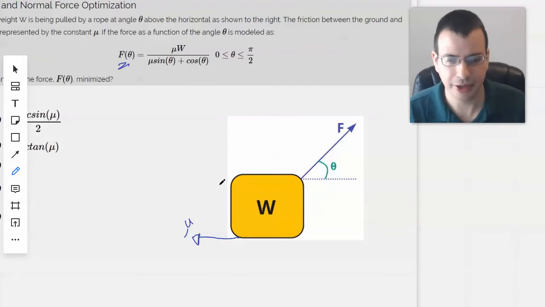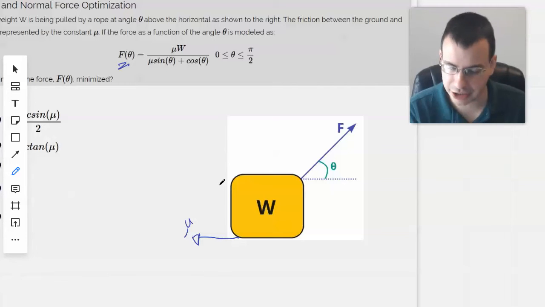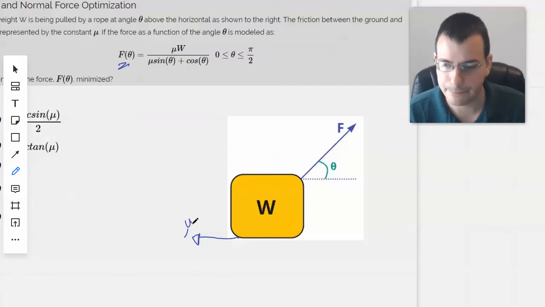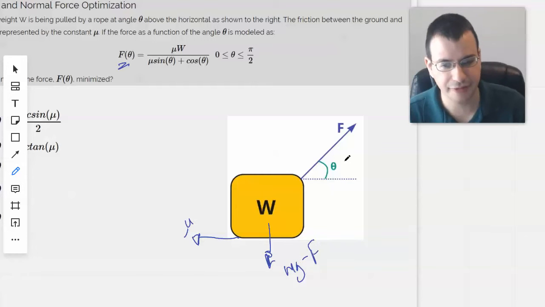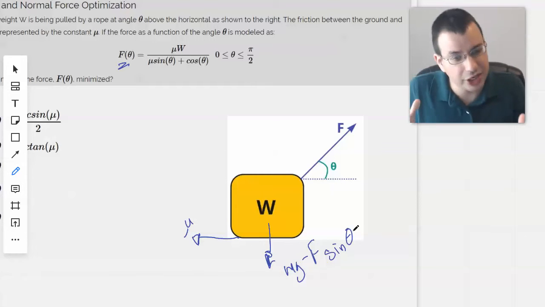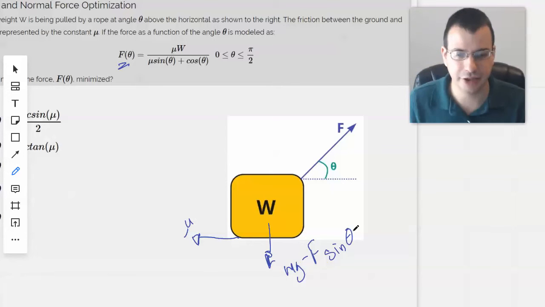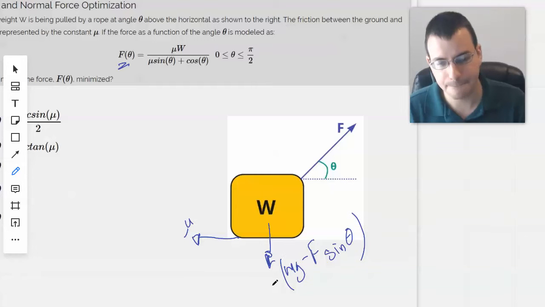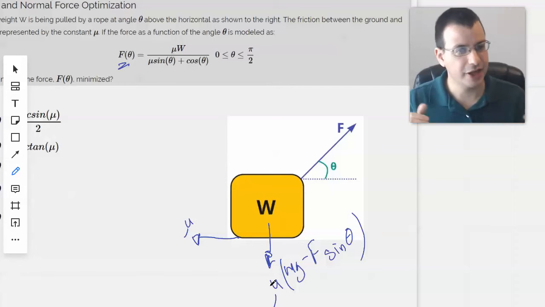So the interplay between forces here is that mu is a function of the normal force. So we have the normal force here, which is going to be the weight, which is mass times gravity, minus F sine of theta. So basically, when you're pulling on the string, you're pulling it up, so it's not resting on the ground as hard, and that is going to have an effect on how much friction it is.